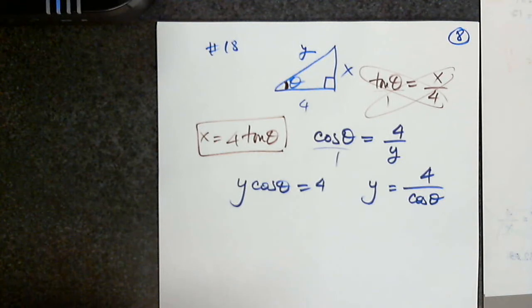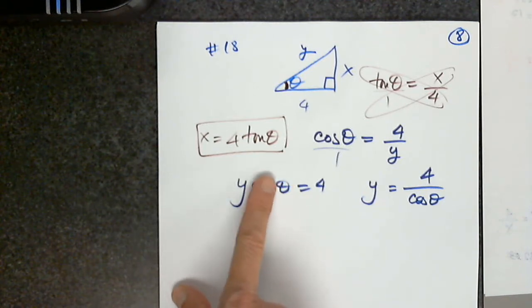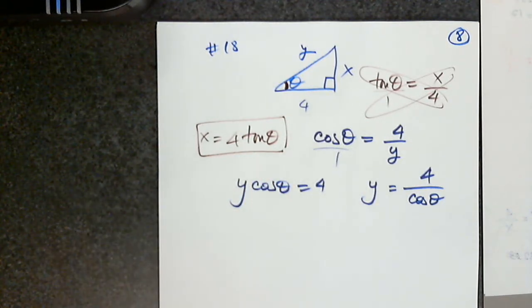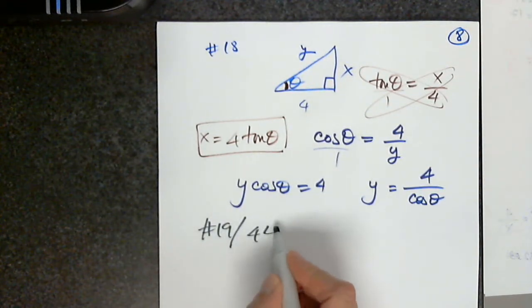Why? Because I want to get rid of this and it's multiplied. Right? Is it okay? Does it make sense? Yes, I'm solving for y. So I have to divide by what multiplies y. And what multiplies y is cosine theta. Is that okay? Good. I'd like to look at number 19 on the same page, 448.